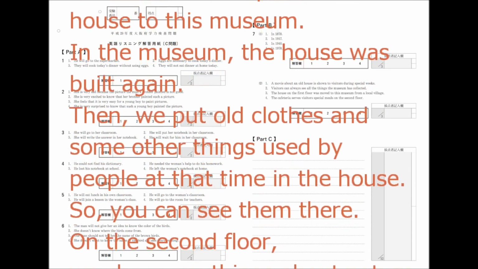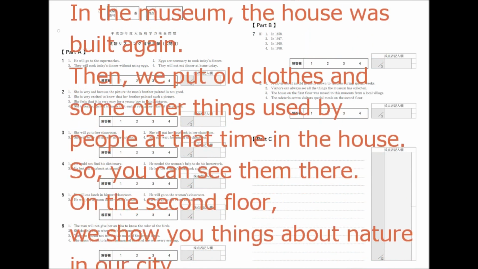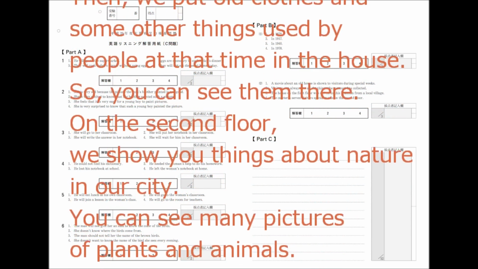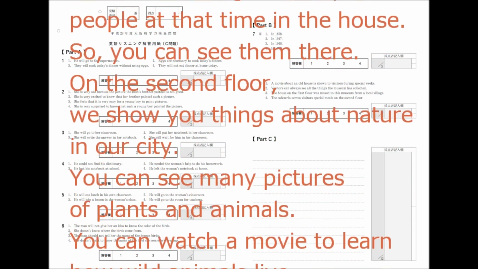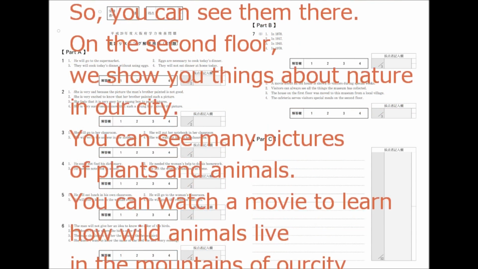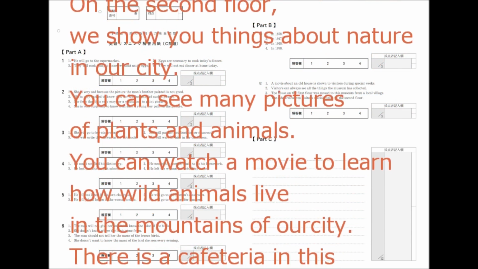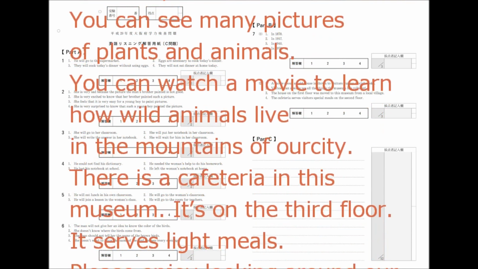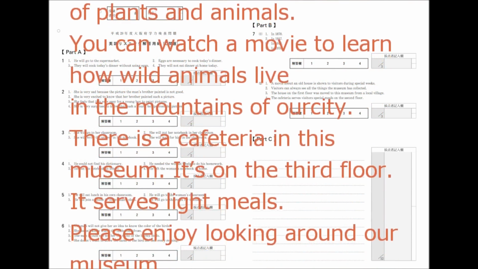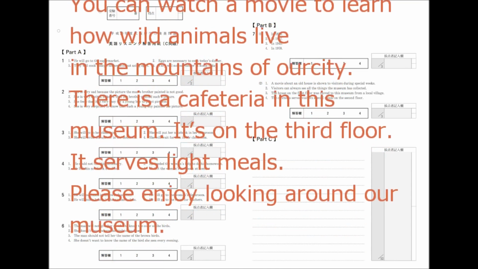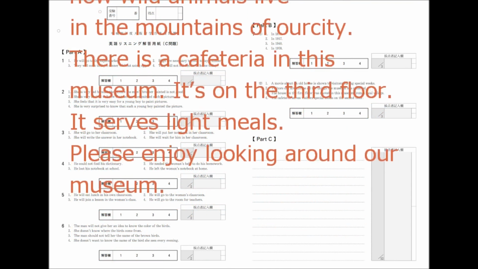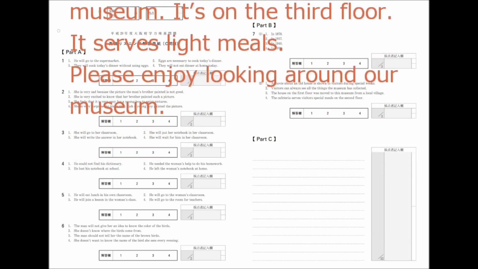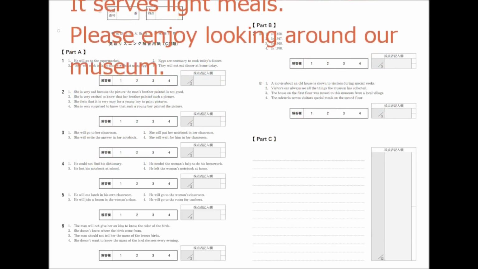Then, we put old clothes and some other things used by people at that time in the house, so you can see them there. On the second floor, we show you things about nature in our city. You can see many pictures of plants and animals. You can watch a movie to learn how wild animals live in the mountains of our city. There is a cafeteria in this museum. It's on the third floor. It serves light meals. Please enjoy looking around our museum.